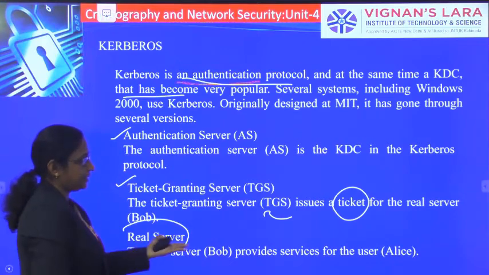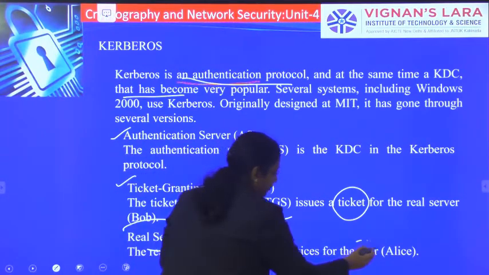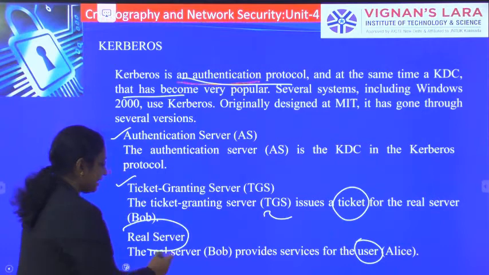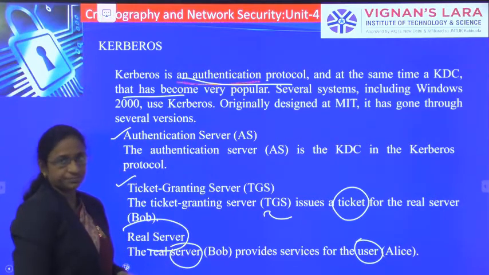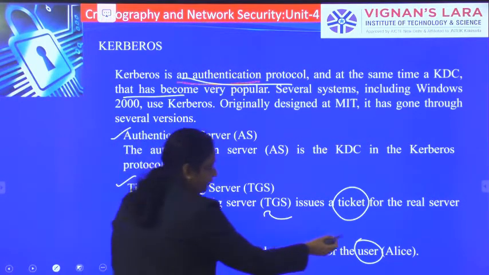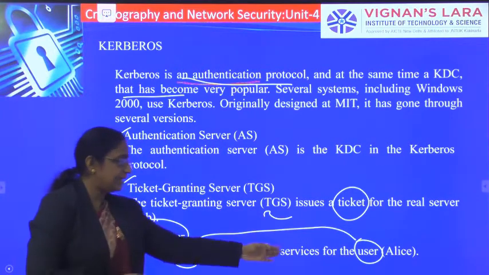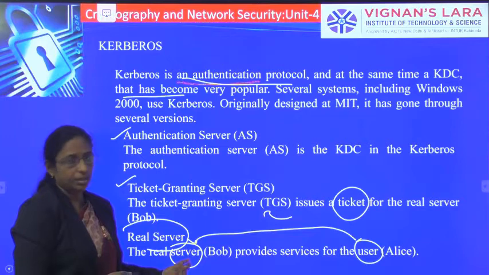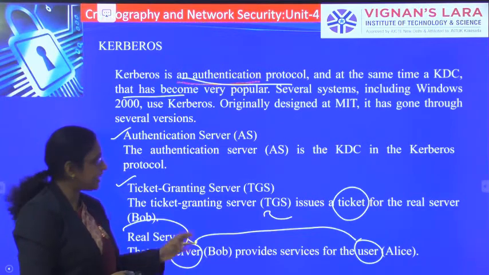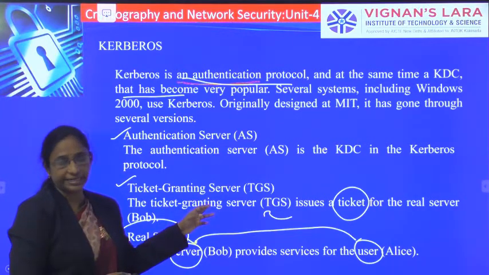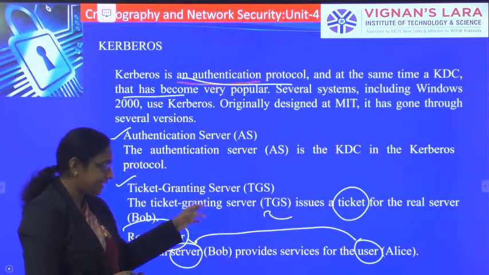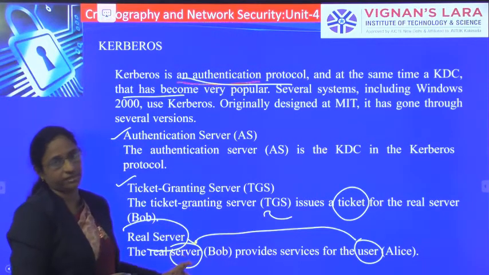If the user is Alice and the server is Bob, and Alice wants to access Bob, she has to take the ticket from the ticket granting server, and with that ticket she accesses this server.